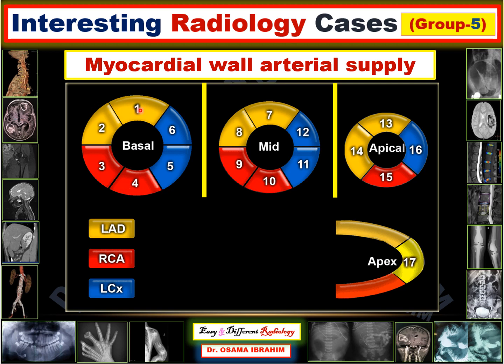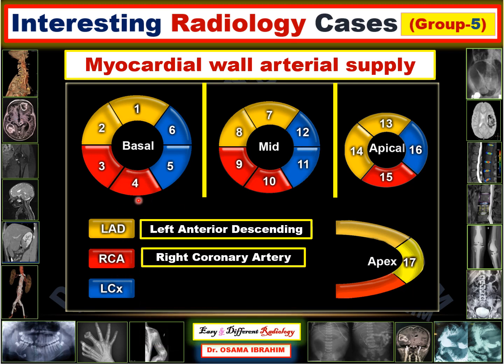The anterior wall is usually supplied by the left anterior descending artery, or LAD. The left anterior descending artery also supplies the anteroseptal aspect of the septal wall. So this is the basal segment of the myocardium, the mid segment of the left ventricle is also divided into 6 segments like this, and the apical segment is divided into 4 segments. The right coronary artery usually supplies the inferior wall and also the inferoseptal aspect of the septal wall. So the inferoseptal aspect and inferior wall, the red one, are supplied by the RCA or right coronary artery.